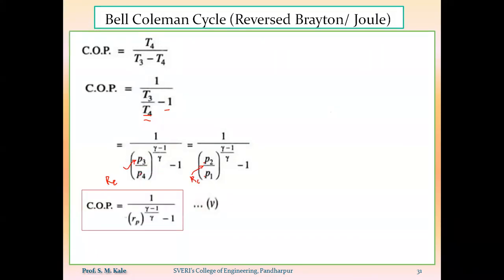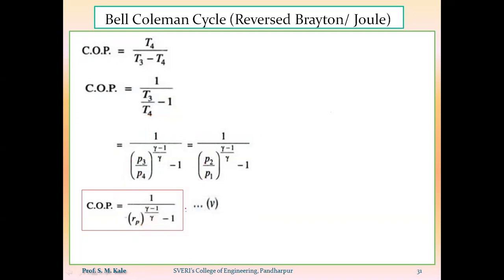So when I put those values in this equation, I will get that COP is equal to 1 upon Rp raised to gamma minus 1 upon gamma, minus 1, whereas Rp is either the expansion ratio or the compression ratio. Rp is called the pressure ratio, which is equal to P3 by P4, which is equal to P2 by P1. So COP of Bell-Coleman cycle or reverse Brayton cycle will be given by this equation.